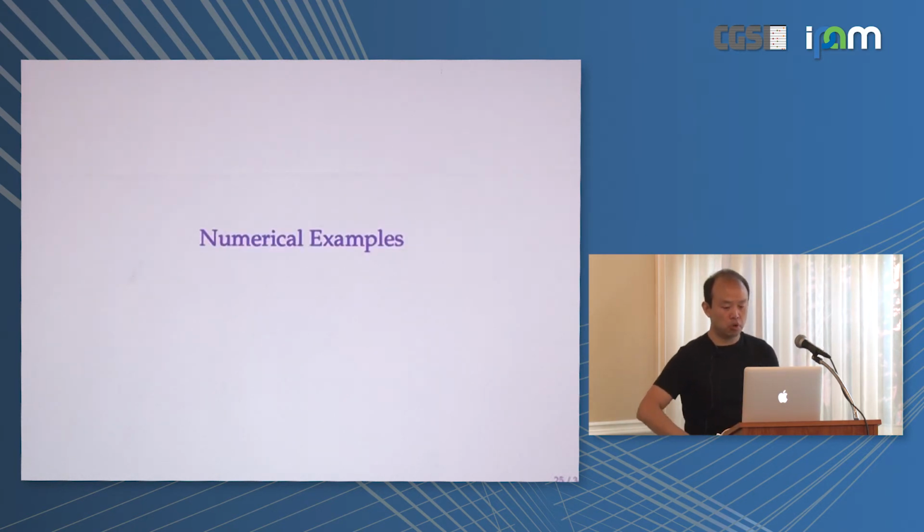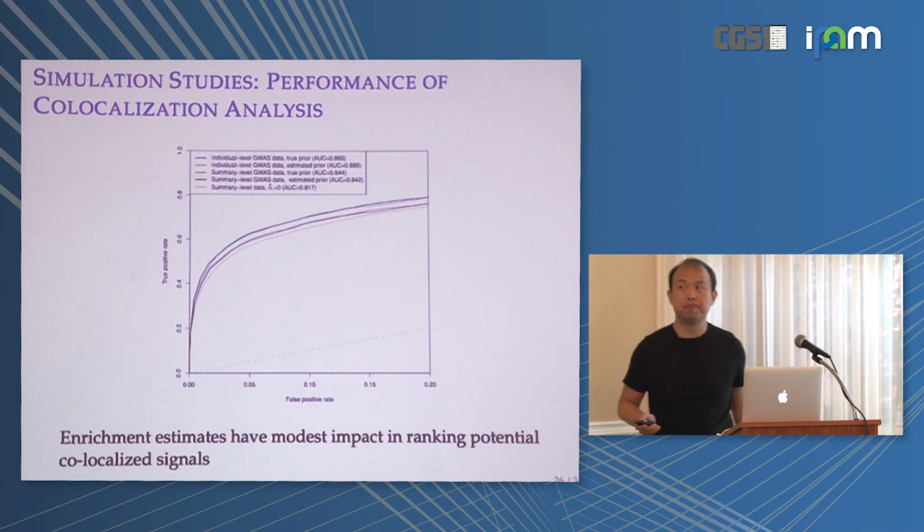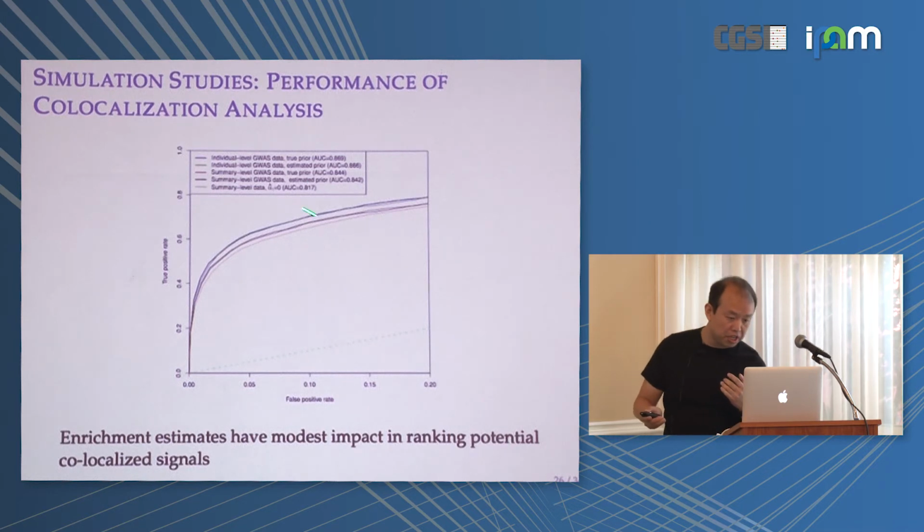So I'm going to show you some numerical examples. I'm going to go a little bit faster at this stage. You cannot read this plot. This is based on simulation. The point here is you can now see there are actually 5 different curves. They all kind of get together. This is the ROC curve.